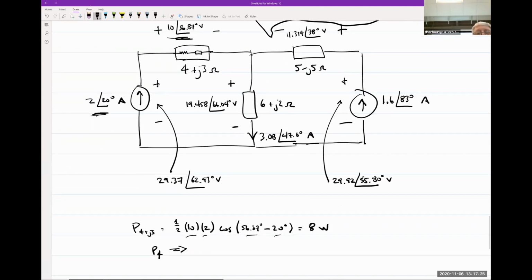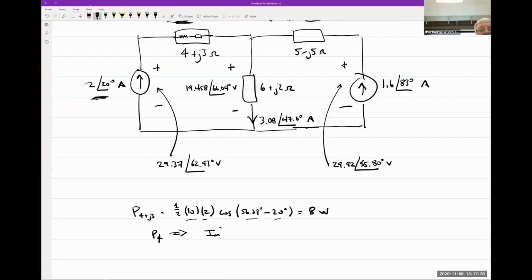So Im squared R over 2. Im squared over 2, times R, which is the same as IRMS squared times R. Okay, so the magnitude, P for the resistor here, the Im is 2. So we'd have 2 squared, which is 4, over 2, times the value of the resistor, which is 4. So 2 times 4, 8 watts.